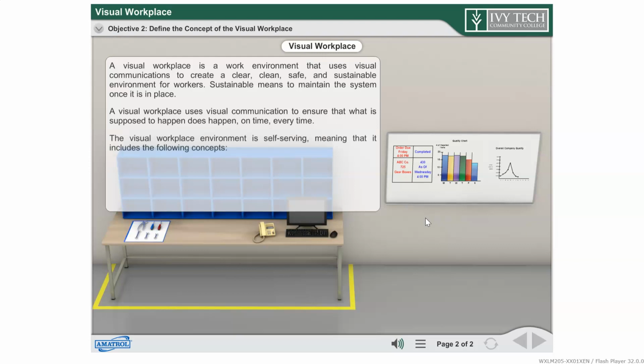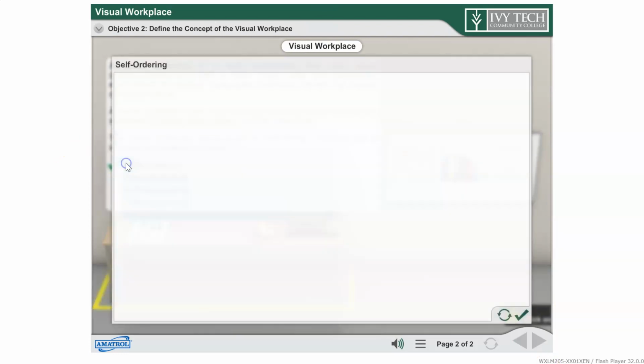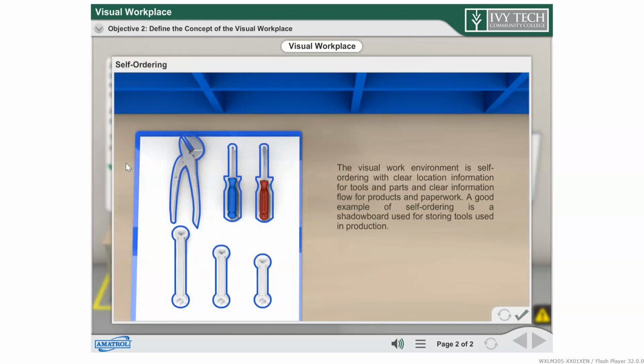The visual workplace environment is self-serving, meaning that it includes the following concepts: self-ordering, self-explaining, self-regulating, and self-improving. The visual work environment is self-ordering with clear location information for tools and parts, and clear information flow for products and paperwork. A good example of self-ordering is a shadow board used for storing tools used in production.